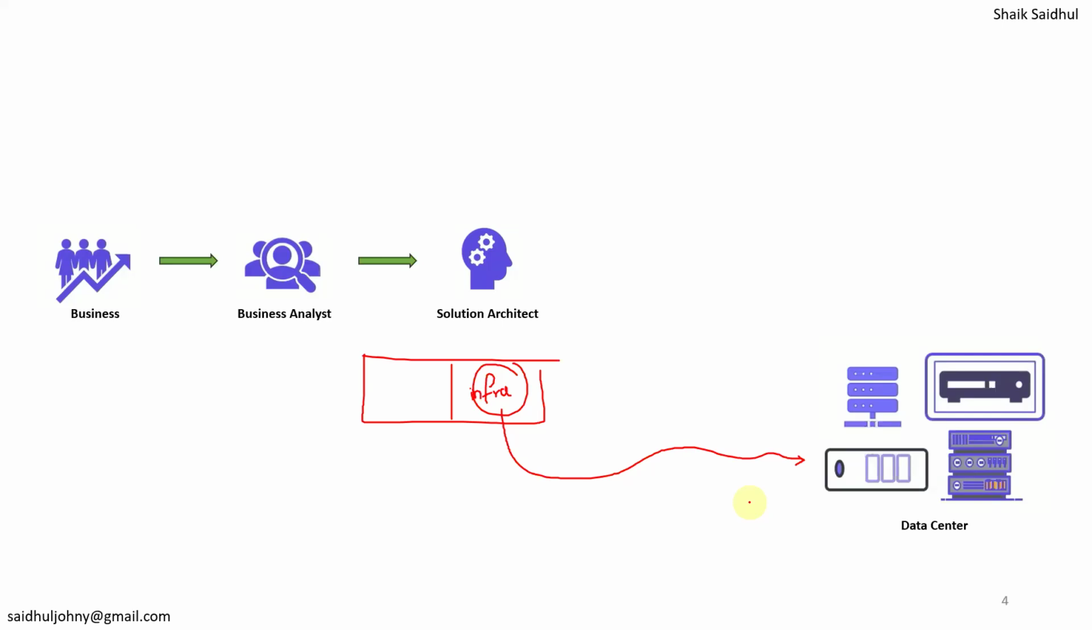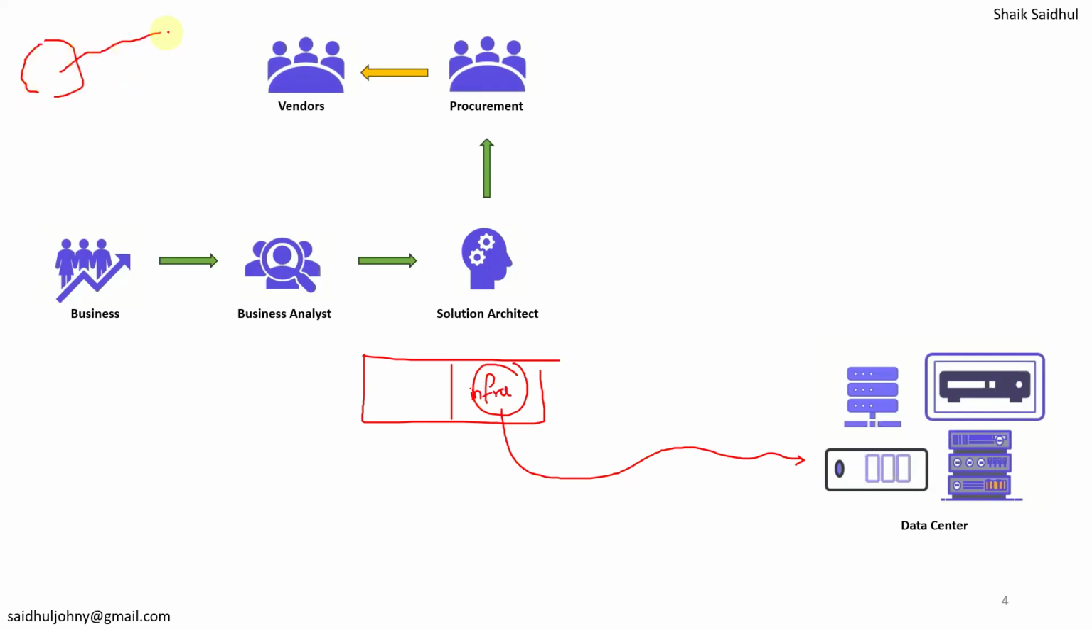If additional hardware is required, it has to be ordered via the procurement team, right? They have to order it via the procurement team, and this team will put in a request to the vendors team. The procurement team will place a request to the vendors team. Now the vendors team will visit multiple shops. They will purchase the hardware and deliver it to the data center.